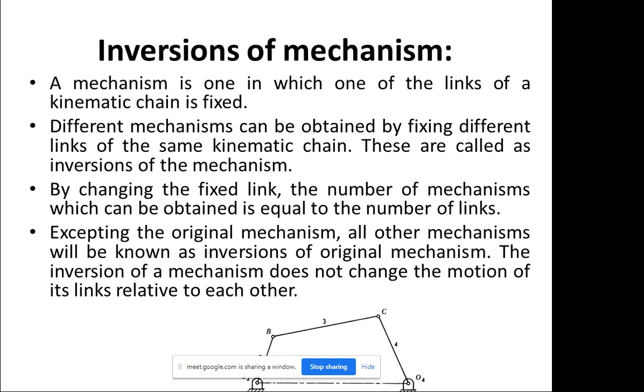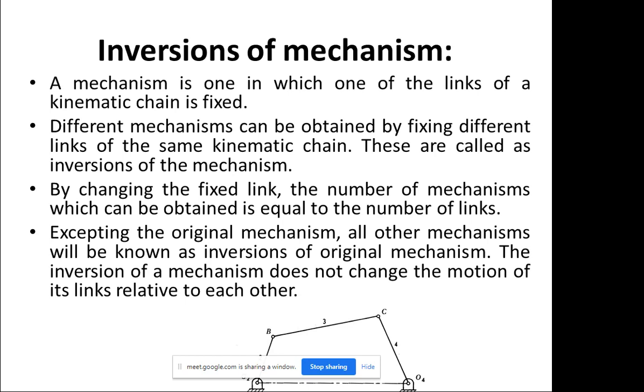You can see the 4-bar mechanism shown in the figure. You know how the 4-bar mechanism is: A, B, C, and this one O2, B, C, and O4. You can see there. 4-bar means having 4 links. Okay, and it is going to oscillate from O2B and O4C, which rotate in the circular direction with O2 and O4 as the center points.